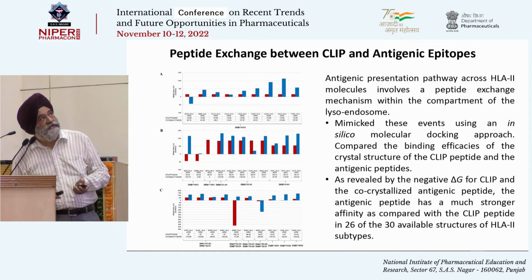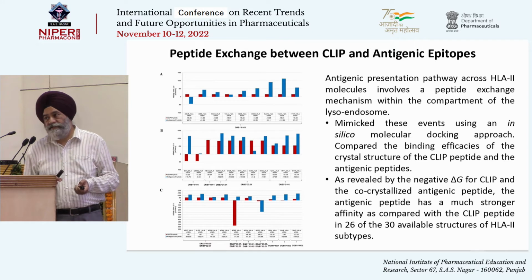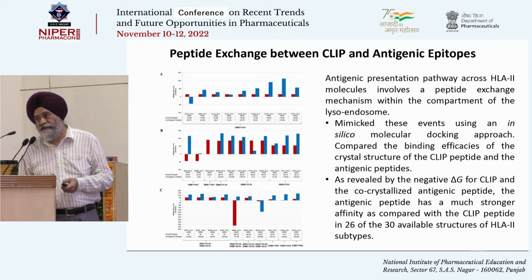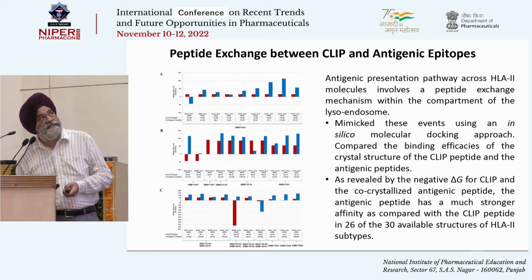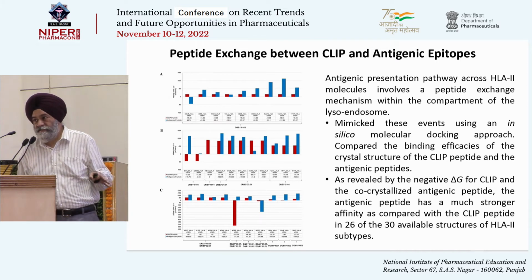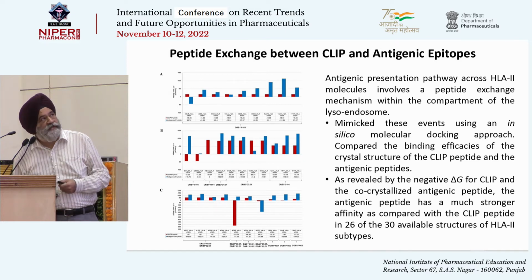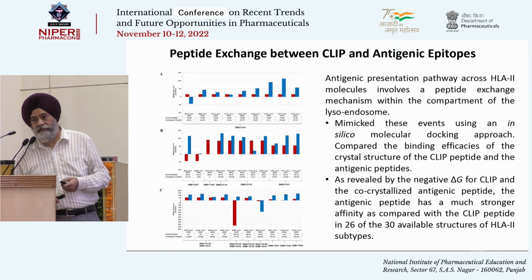So what we did is, we analyzed the CLIP. CLIP is an invariant chain peptide, which any antigenic peptide has to compete with to remove it, so that the antigenic epitope can fit onto that. We tried to see, by using docking only, if we compare the energies of the CLIP versus antigenic epitopes for which the structure is already there. They're already co-crystals; we undock them and try to redock them. We tried to see whether the redocking will be really effective, or what happens with respect to CLIP.